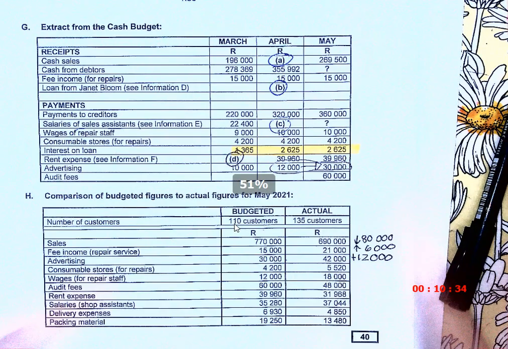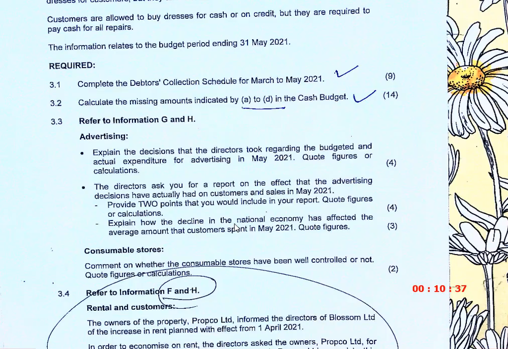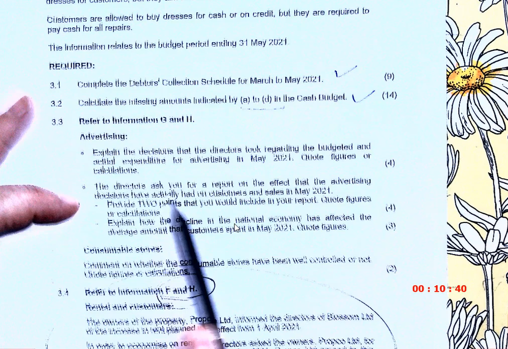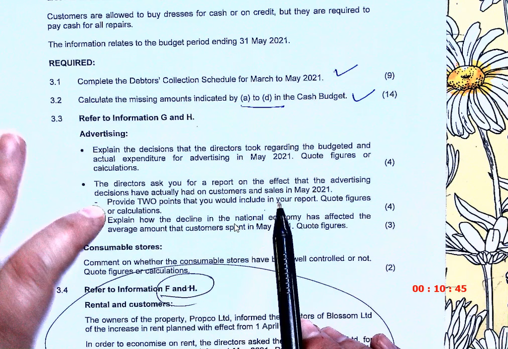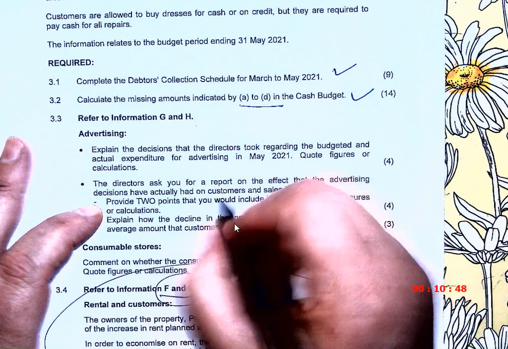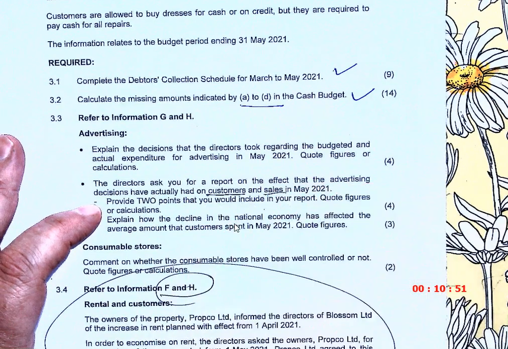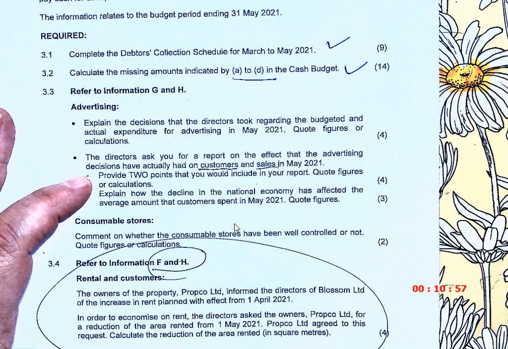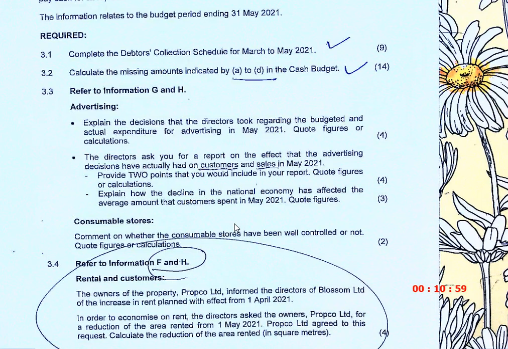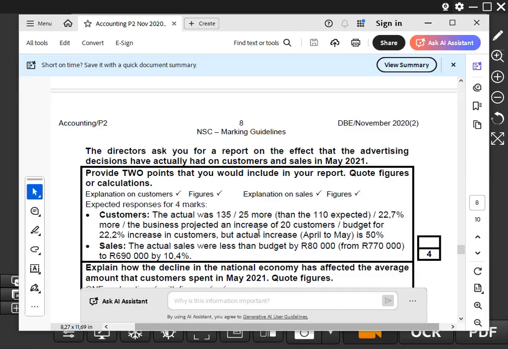Okay, here we go. Next one. Next one says, the directors ask you for a report on the effect that the advertising decisions actually had on customers and sales. Can you see they tell you what to comment on? There's your link now. Provide 2 points that you would include in your report and quote figures or calculations, and then explain how the decline in the national economy has affected the average amount that customers spent in 2021. Okay, I'm going to rather be safe and pull up this.